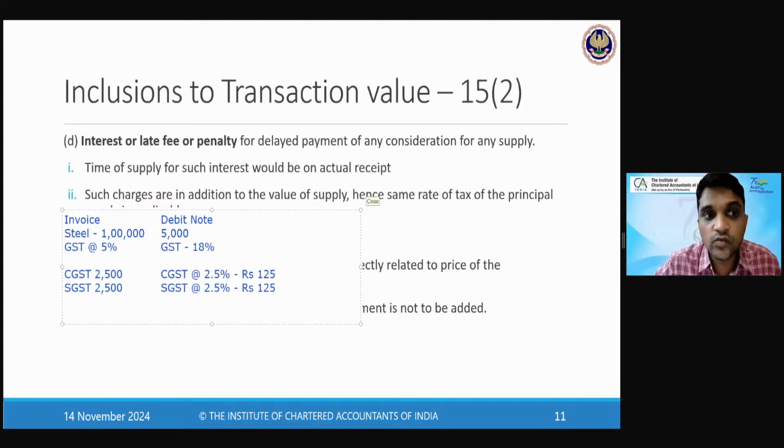Okay. So that is what B is saying, that interest and late fee. But the payment of this, when will you make? When you receive this money from the customer for this debit note. Clear hai yahan tak?